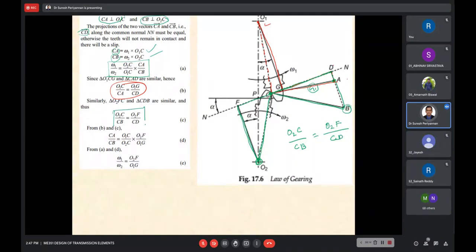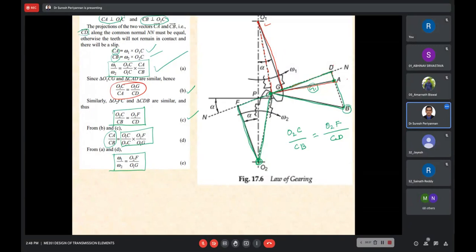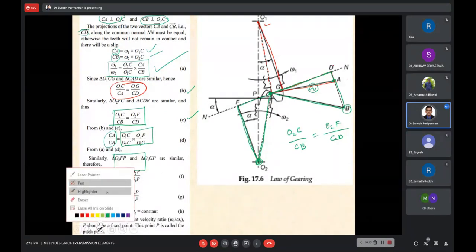Now we got this from the similar triangle with respect to gear 2. Now, solve equations B and C, then finally we get CA by CB is equal to this. Finally, substitute in equation A, we get omega 1 divided by omega 2 is equal to O2F divided by O1G. Then what are O2F and O1G? That is nothing but O2P and O1P.